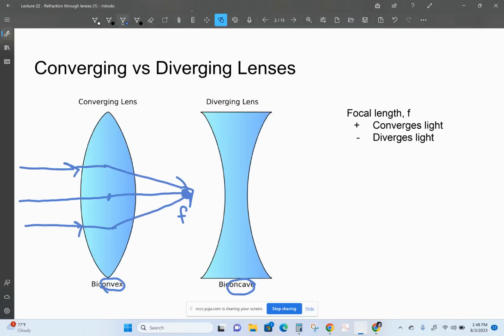The distance from the center of the lens to the focal point is called the focal length. And for any type of lens that converges light, like a convex lens or a magnifying glass, the focal length will always be a positive number to denote that it converges light.